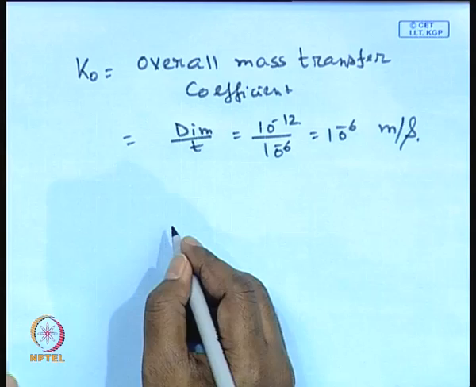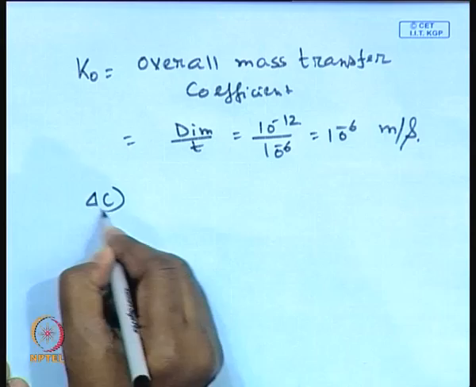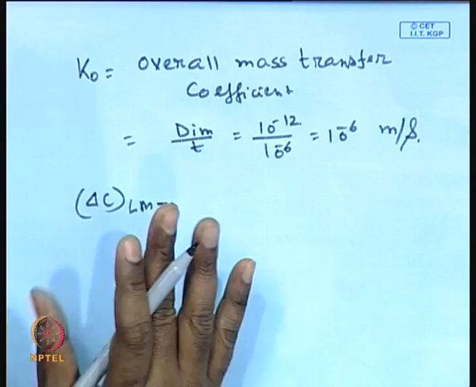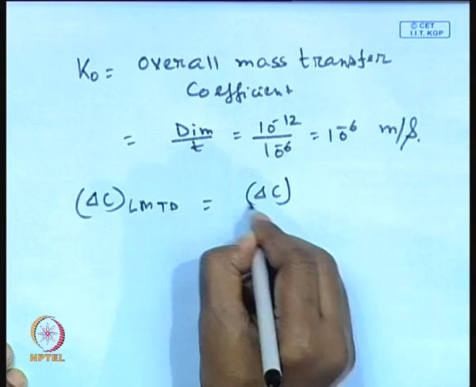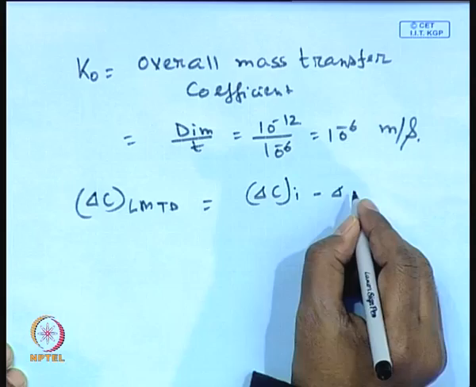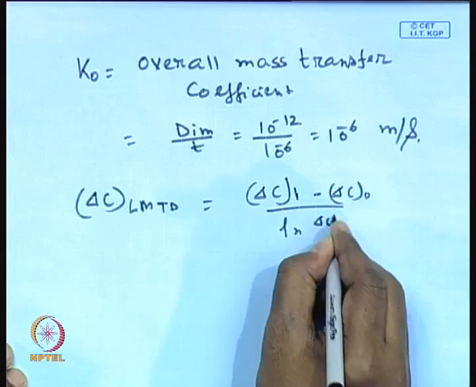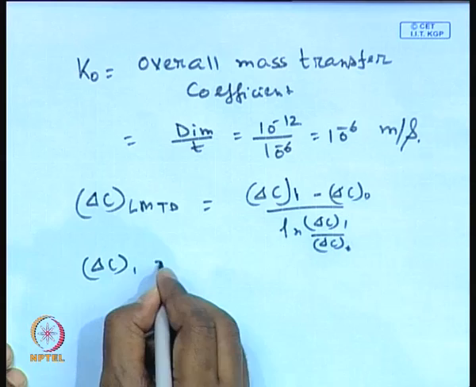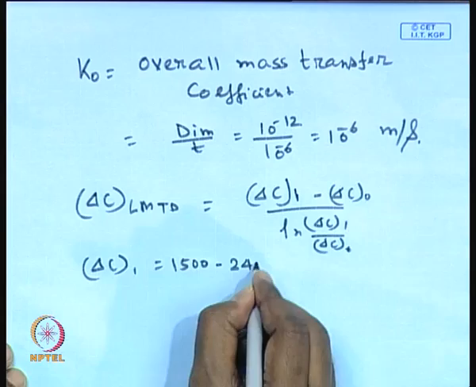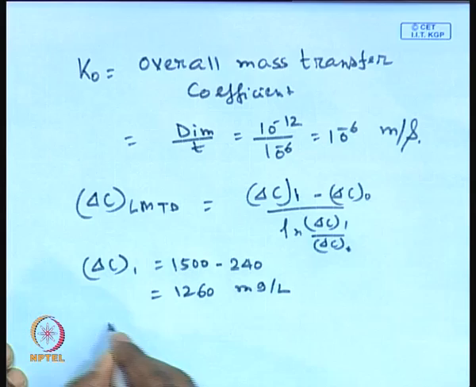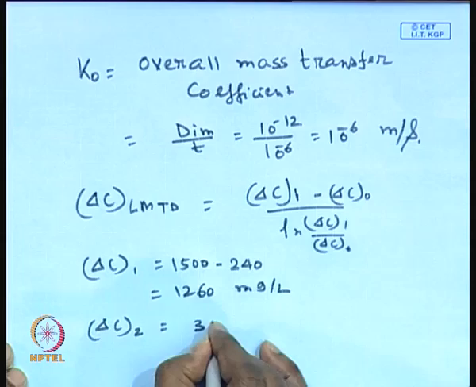Now, you calculate the delta C L M T D, we write it L M T D, it should be L M C D, basically the idea is the same. This is delta C 1 minus delta C 2 divided by ln delta C 1 over delta C 2. So, delta C 1 will be 1500 minus 240. This turns out to be 1260 milligram per liter, and delta C 2 will be 300 minus 0, that is 300 milligram per liter.